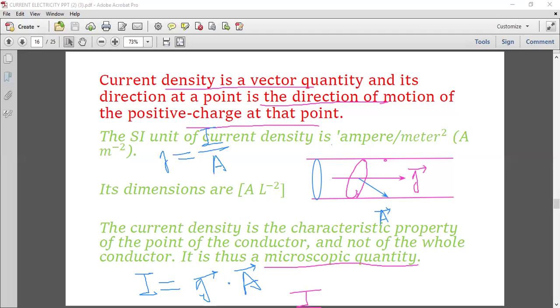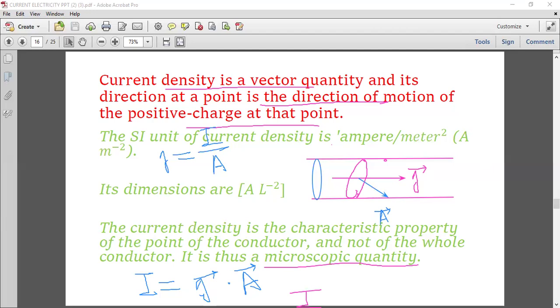क्यों J into A हो जाएगा? Because vector J and vector A will be in the same direction, and when they will be in the same direction, what will vector J dot vector A? It will be J A cos 0 degree. ये angle क्या हो जाएगा? 0 हो जाएगा. It's clear?